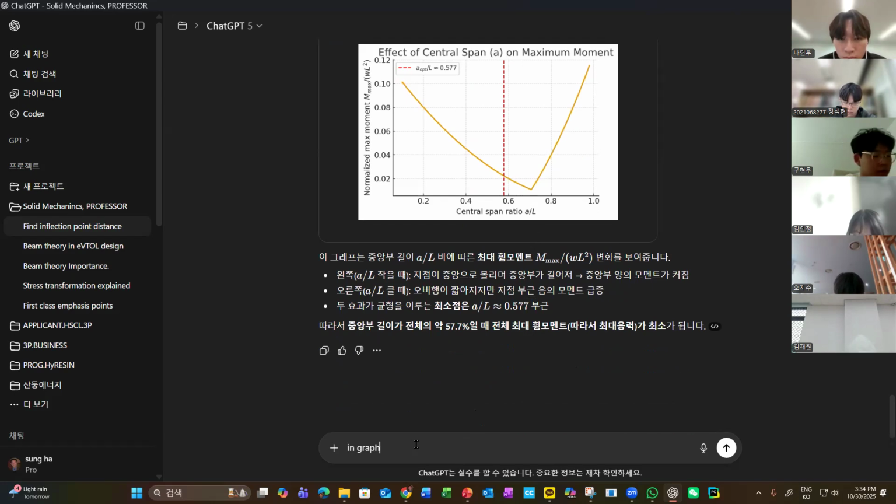In the graph, there is another point which would minimize further.